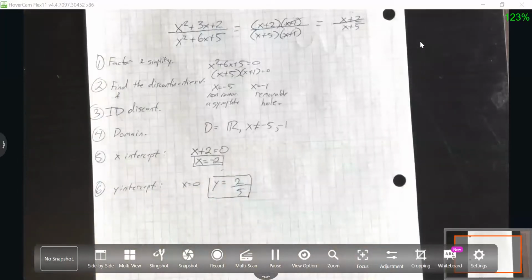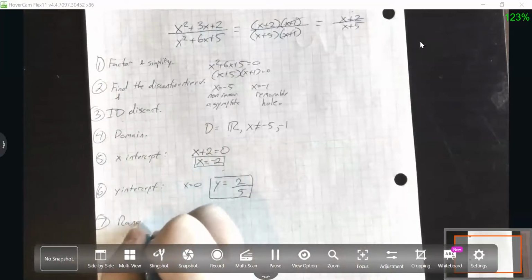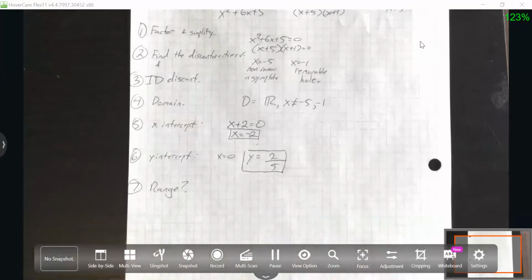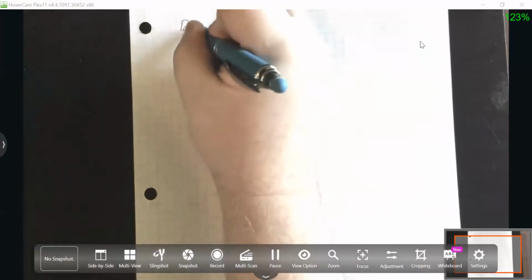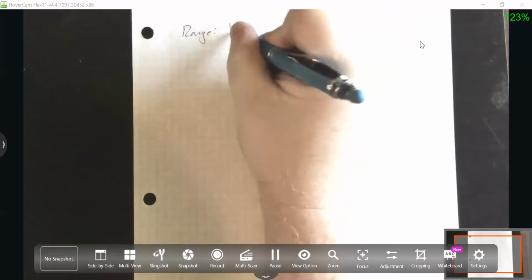Now we've got to figure out something new that's a little bit harder. And that is, how do we find the range? It's not as simple as range has been before. So we have a couple of problems with range. Let's sidebar this. We'll come back to this same problem, and let's talk about range. I know range has got to be the y values, right? It's all the y values that can show up.